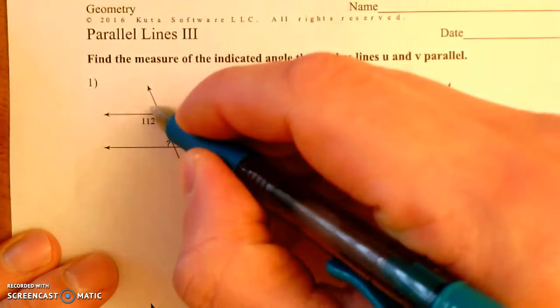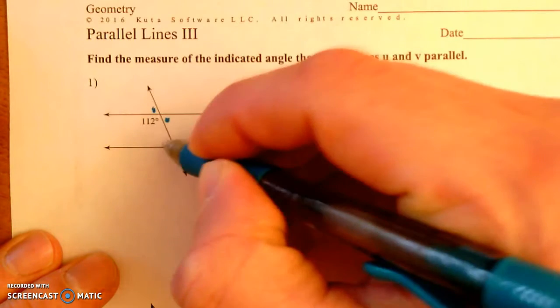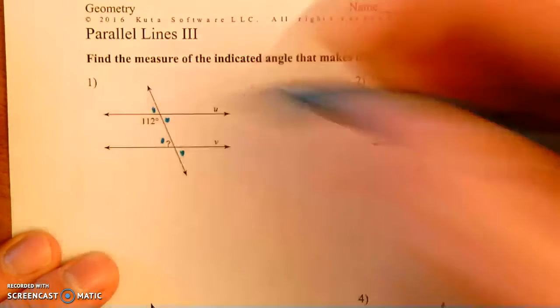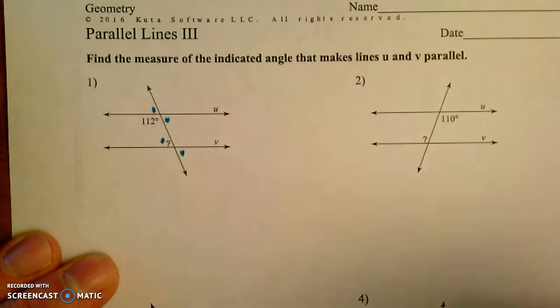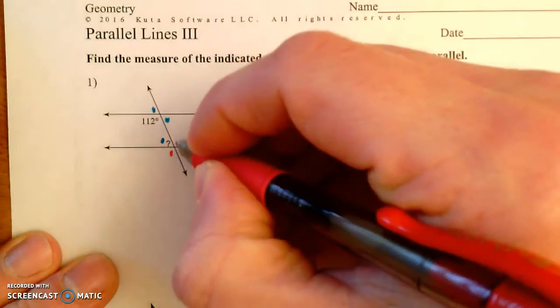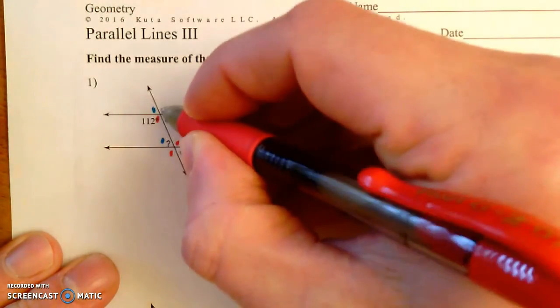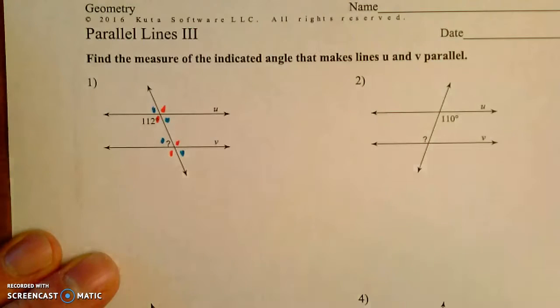Again, we're just going to look at our zigzag pattern. So those are our blue angles, and here are our red angles. We see that the 112 and the unknown angle, which we'll call x, are a red and a blue. If they were both red, they'd be congruent, and that would make the lines parallel. Or if they were both blue, they would be congruent, and that would make the lines parallel.